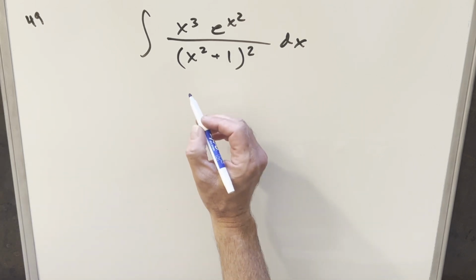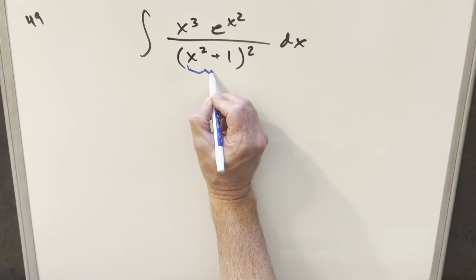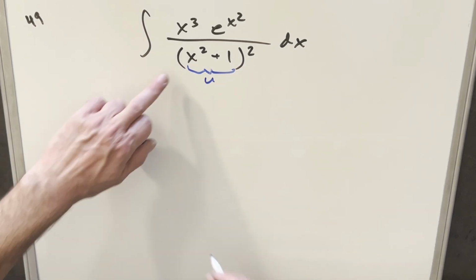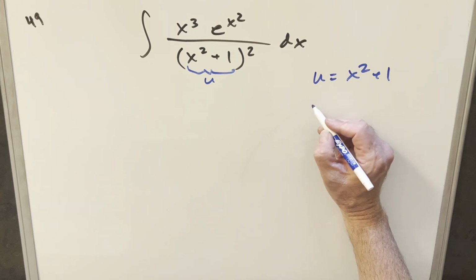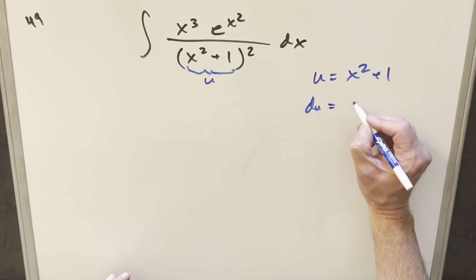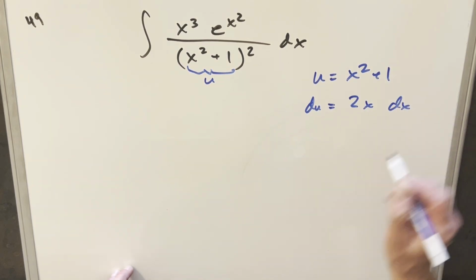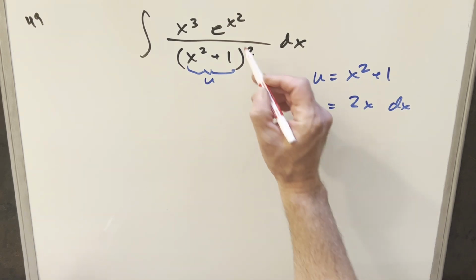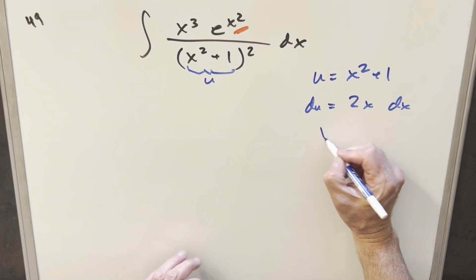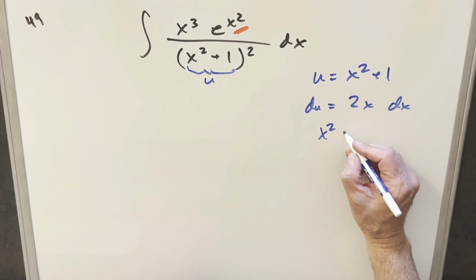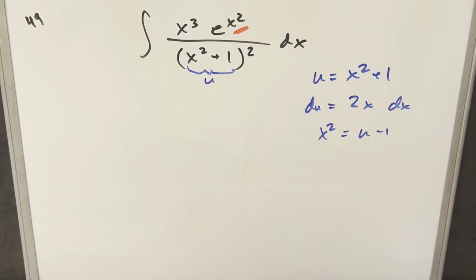I think I want to start off with a u substitution just to clean up this denominator by setting u equal to x squared plus 1. Then let's take a derivative. For our du value, we're just going to have 2x dx. But noticing we have x squared, let's isolate x squared. Subtract 1, we have x squared equals u minus 1.